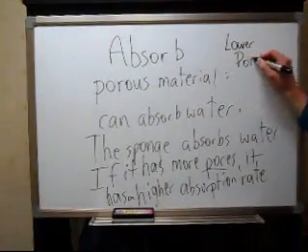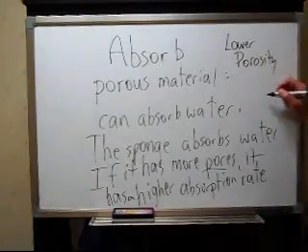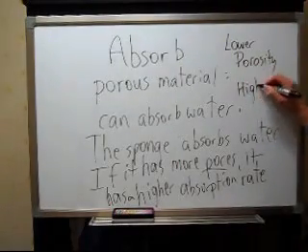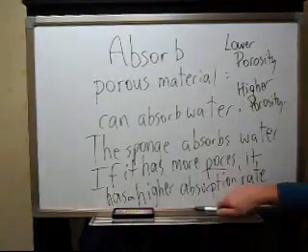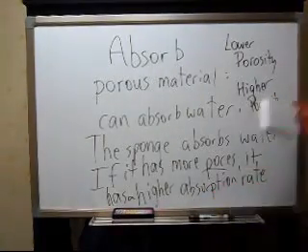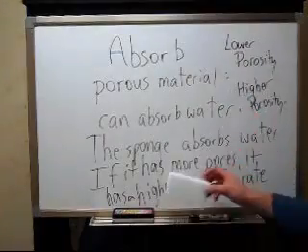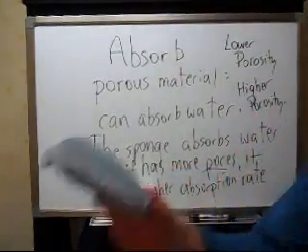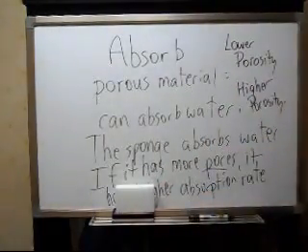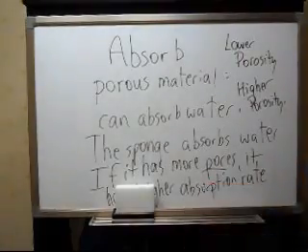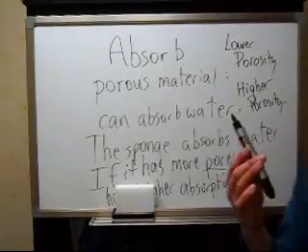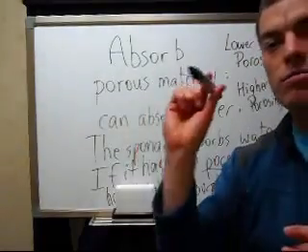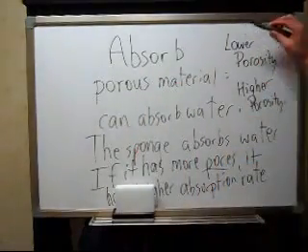Lower porosity. Higher porosity. So the sponge has higher porosity. The sponge has higher porosity than the camera case, which has lower porosity. And, for example, a pen would have even lower porosity. It doesn't absorb any water, so it is not porous at all, really.